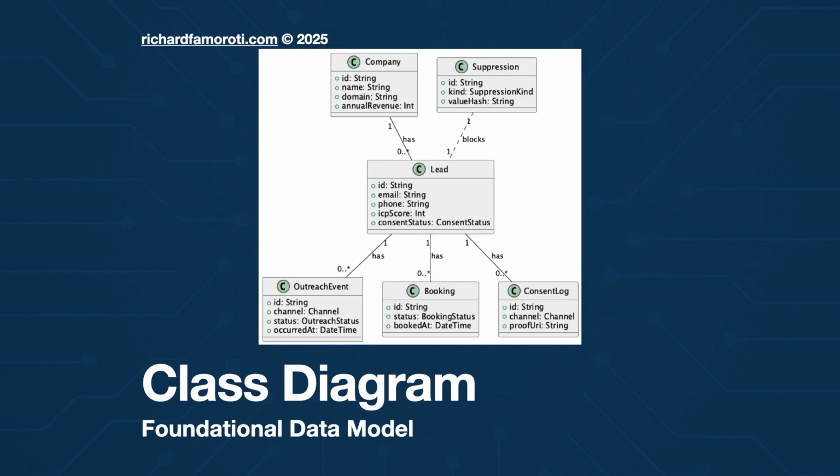Next, we have the class diagrams, or the foundational data model. This is the core data entities of the system and their relationships. It is the foundational data model that makes understanding the sequence and activity diagrams clearer, as long as you understand the structure of the data being passed around.